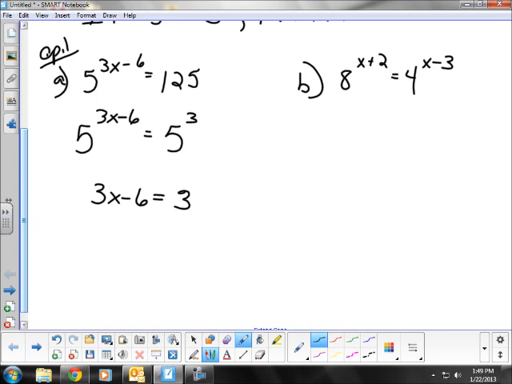And now I can just solve this little simple linear equation. So I'm going to add 6 to both sides. So 3x is equal to 9. Divide by 3. x is equal to 3. And then you can go back in and double check. Plug it back in. 3 times 3 is 9. Minus 6 gives me 3. And 5 to the third is 125. Any questions?